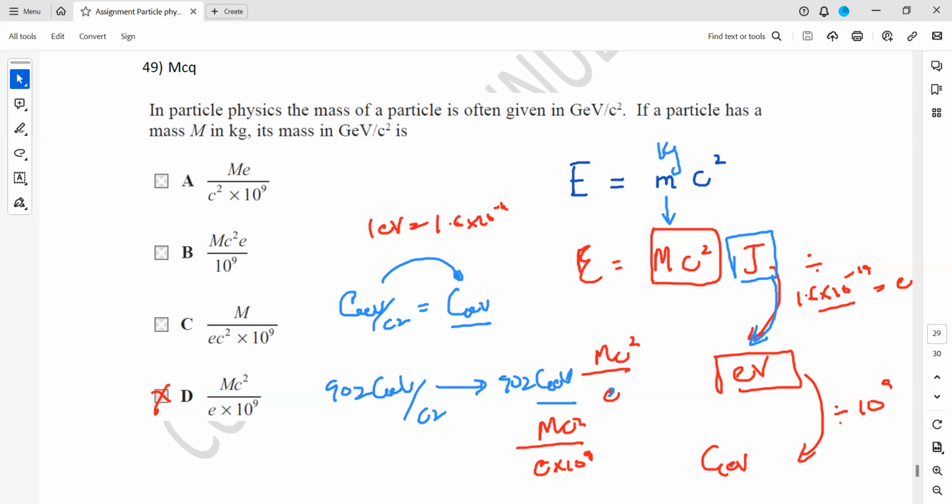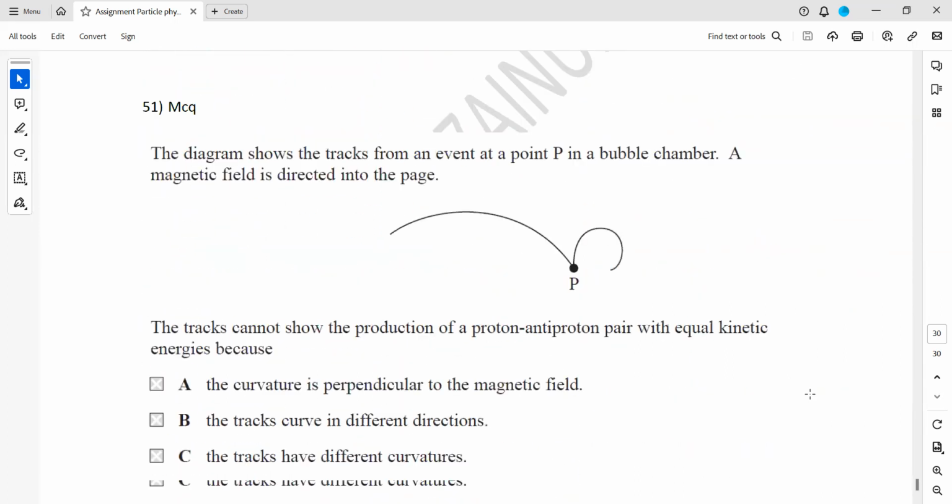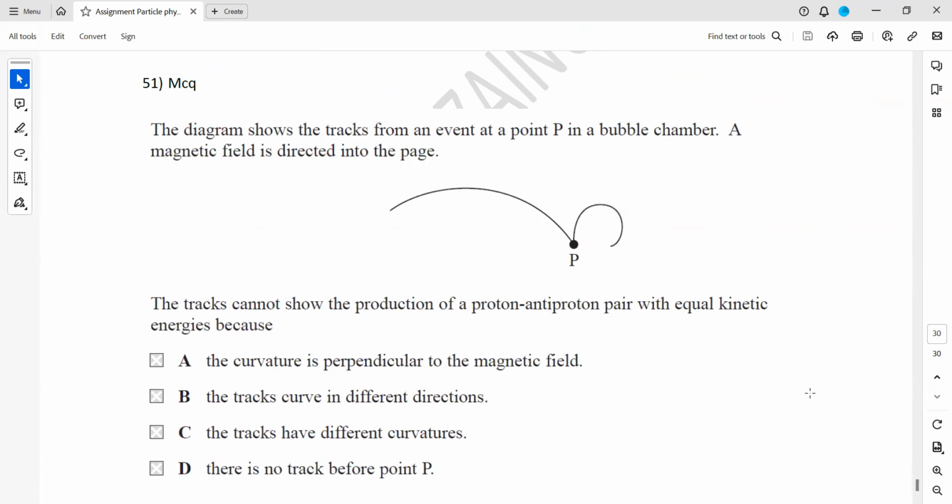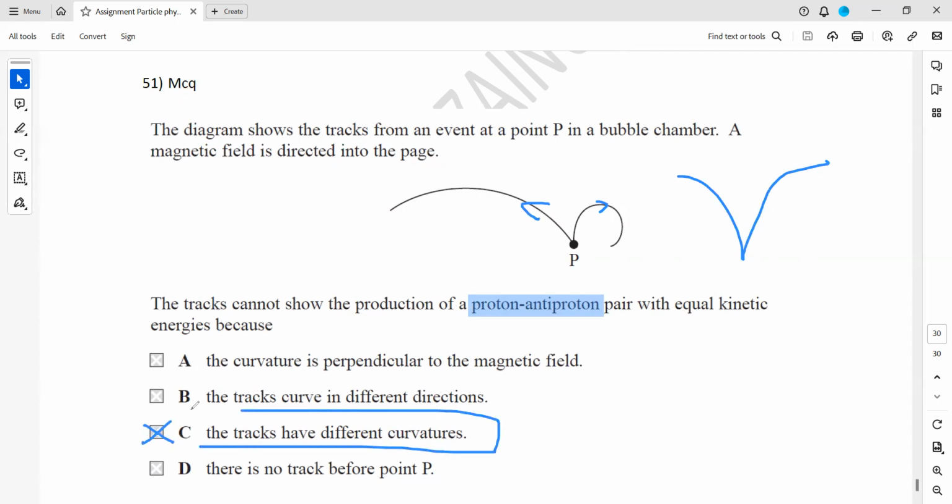Then question 51. A repeated question is there. This is why we cannot say this is a track of a proton and anti-proton pair, because the tracks have different curvatures. If it was a particle and anti-particle, the tracks must have the same curvature. So the tracks have different curvature. That's why this is not correct.